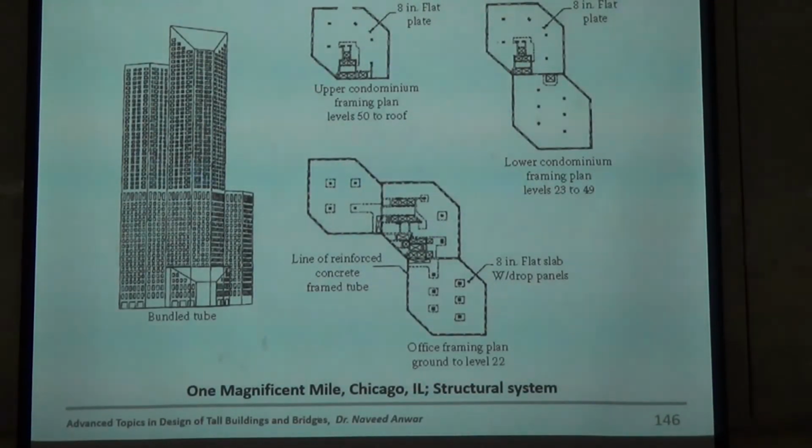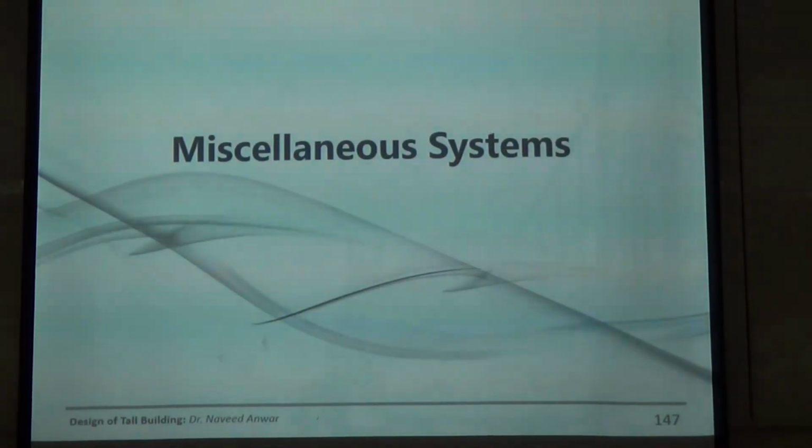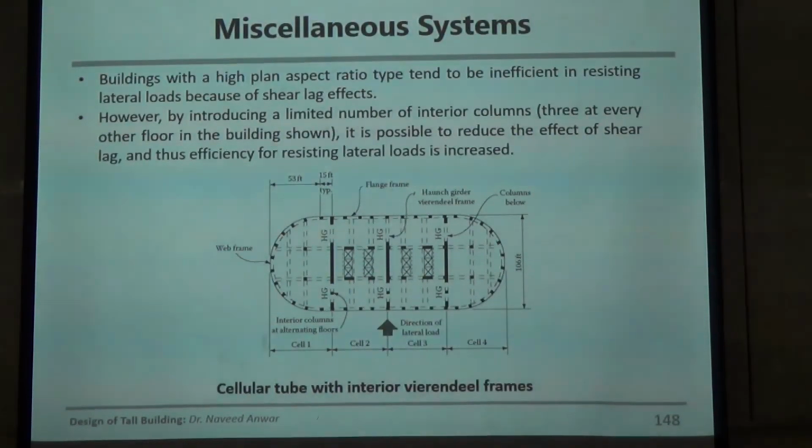Real buildings with bundle tubes, in various configurations. Most of the very tall buildings, like the Burj Khalifa in Dubai, use bundle tubes. It's a combination of 15 tubes put together. You don't see them, but if you study carefully, you can actually isolate them at various heights.